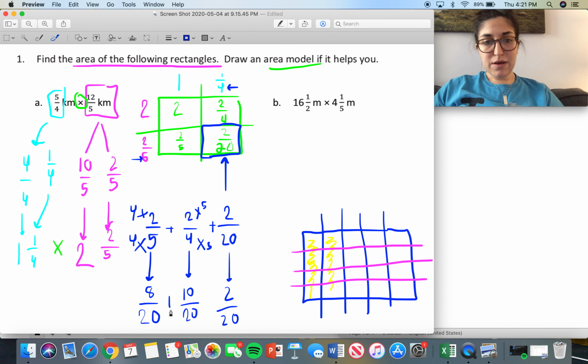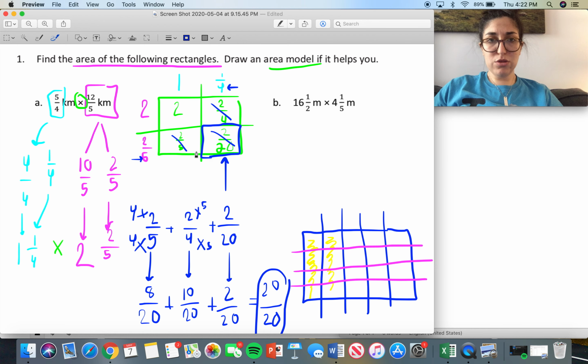I'm going to bring my addition, my plus signs, down. Now I need to add all these together. 8 plus 2 is 10, plus another 10 is 20. Oh my gosh! 20 out of 20. We know what 20 out of 20 is. That's 1 whole. So it turns out that when I add, and so I added these 3 together, right? So I added this, I added this, I added this. And all 3 of those together were 1 whole, 20 out of 20.